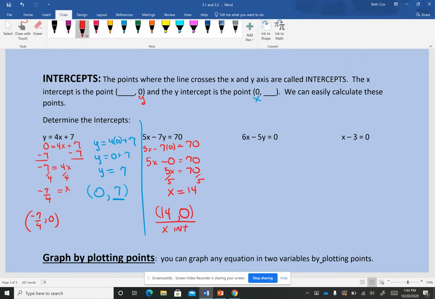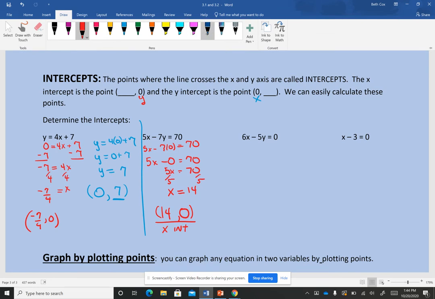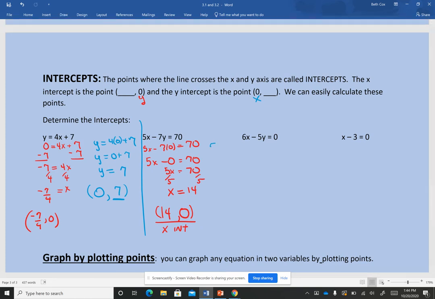Now change colors again. And I will do the other one. I will put a 0 in for x. I have negative 7y equals 70. Now I'm going to divide both sides by negative 7. And I get y is negative 10. So when x is 0, y is negative 10. So this is my y-intercept.